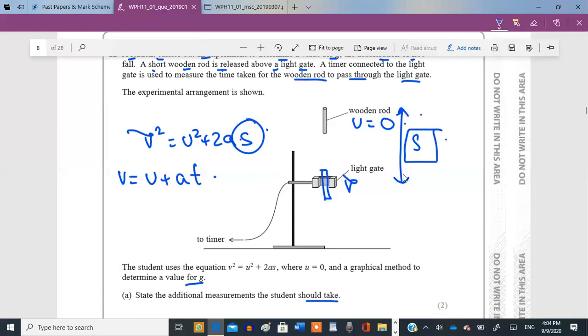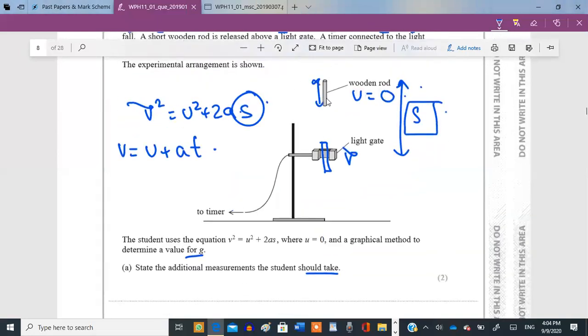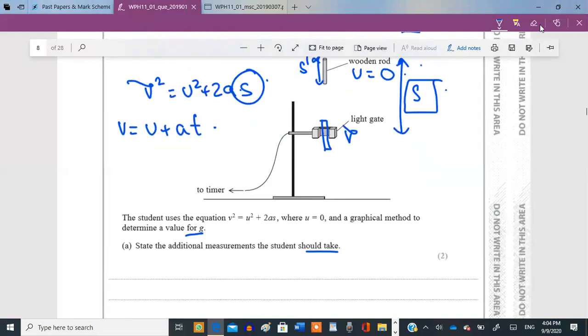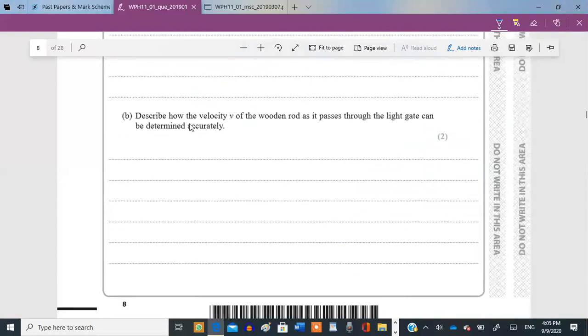All right, this we did, the distance from rod to light gate, but the length of the wooden rod, yes, that also needs to be measured because as it goes down, the time is going to be measured when the rod's base is going to be over here. So this distance has to be deducted from the total distance to measure the distance that it has traveled. So these are the two distances that he needs to measure.